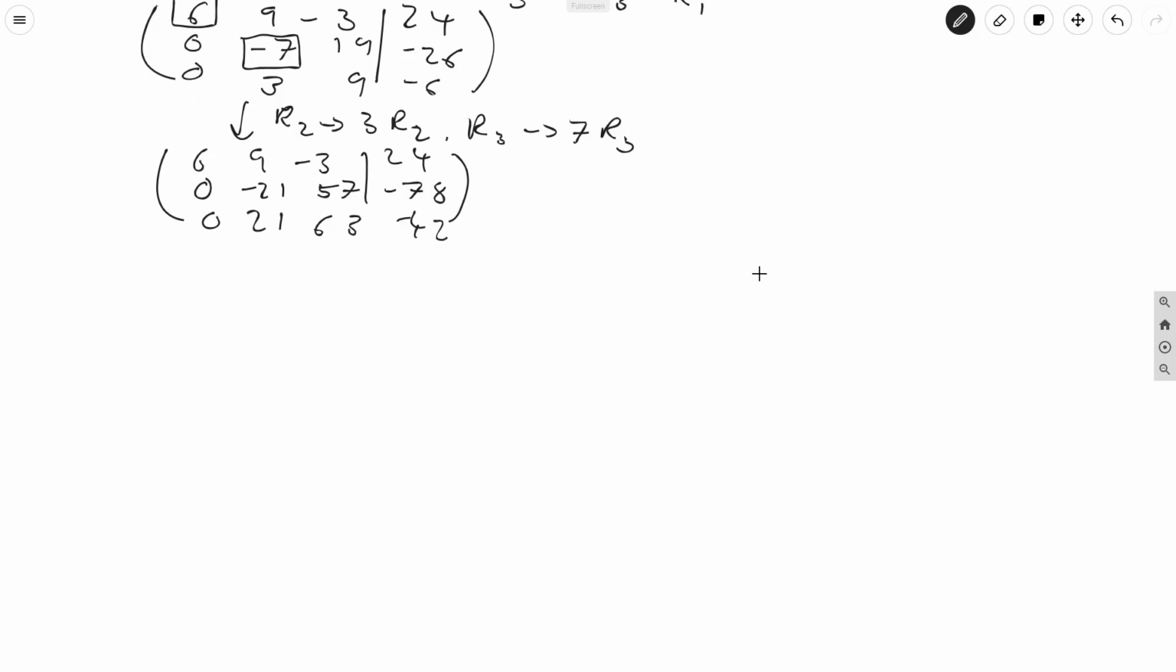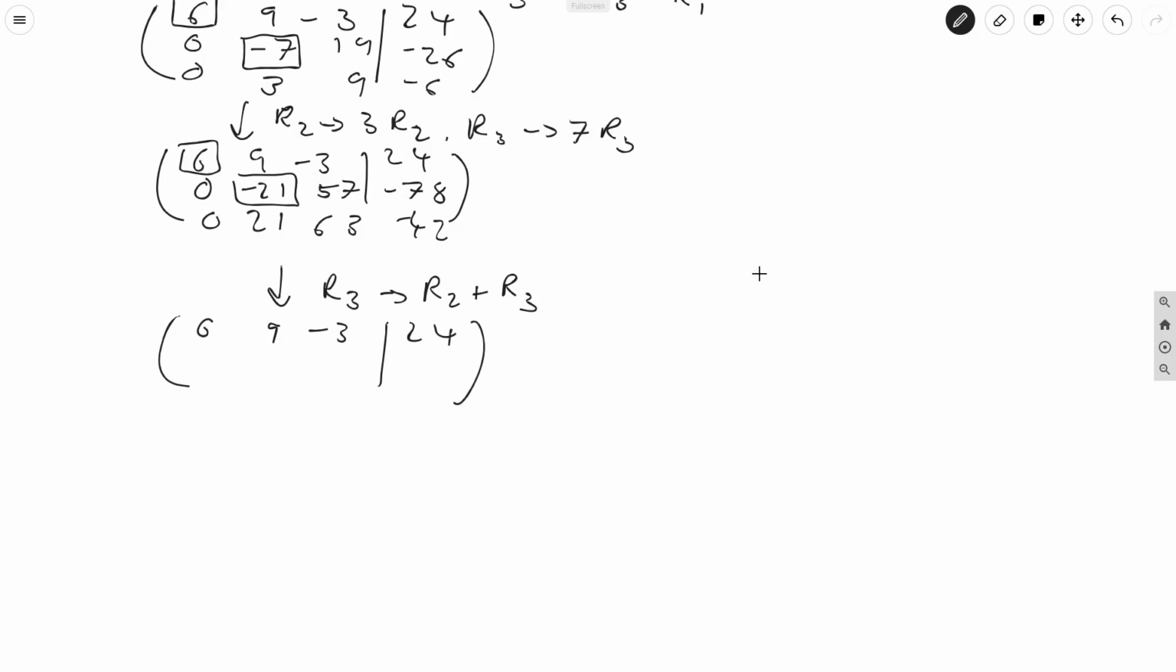Okay. And now we're just going to add, so we're going to send row 3 to row 2 plus row 3. So this becomes 6, and sorry, our pivots here are here and here. And remember, we want to turn this 21 into a 0 using this pivot box. 6, 9. It's important that you use the pivots and not other equations. Don't try and use this equation up top to turn this into a 0. You want to use your latest pivot, basically.